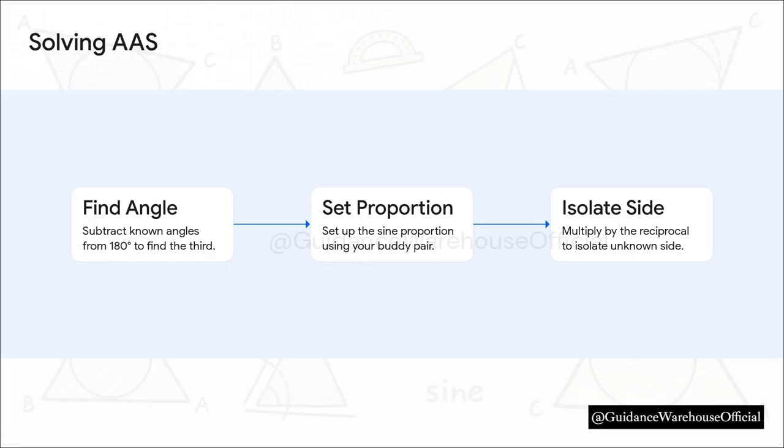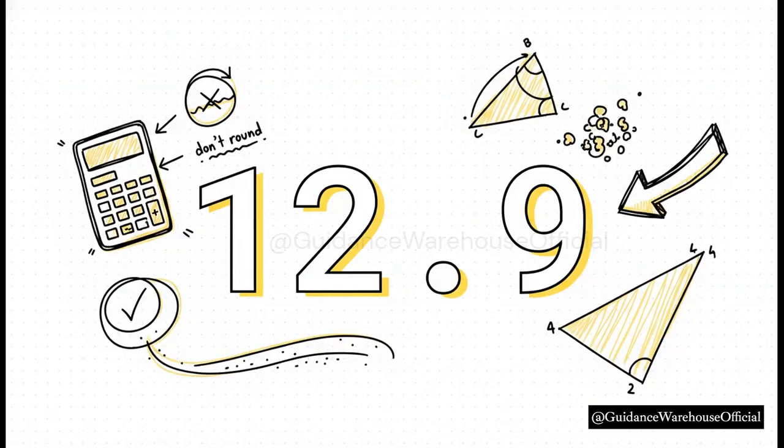Next, we set up our proportion. Our buddy pair here is the 50-degree angle and its opposite side of 10. So the sine of 50 degrees over 10 equals the sine of our 100-degree angle over our unknown side. Let's just call it B. Finally, you just multiply to isolate your unknown side. Punch that all into your calculator, and you'll find the length of side B comes out to right around 12.9.